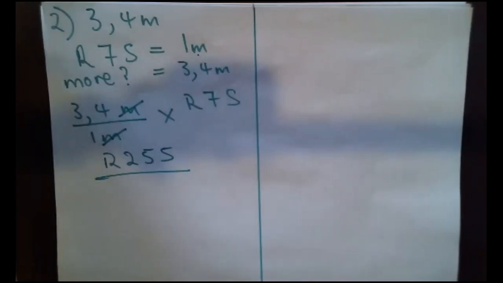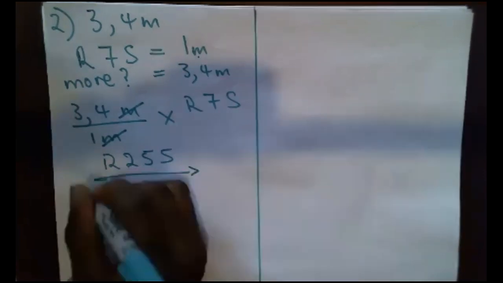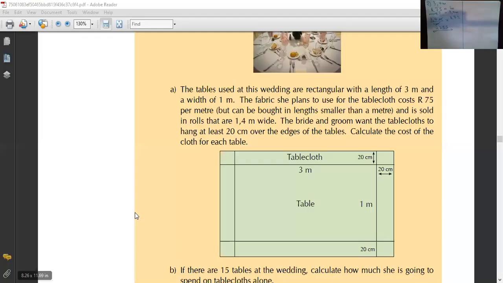Yes, guys, some of you are getting it wrong. You can try it again and show us what you get. So here we have to pay 255 rand for each table. This is the value we have to pay. Okay, let's move on to the next one, guys. Hopefully you are getting these questions correct.